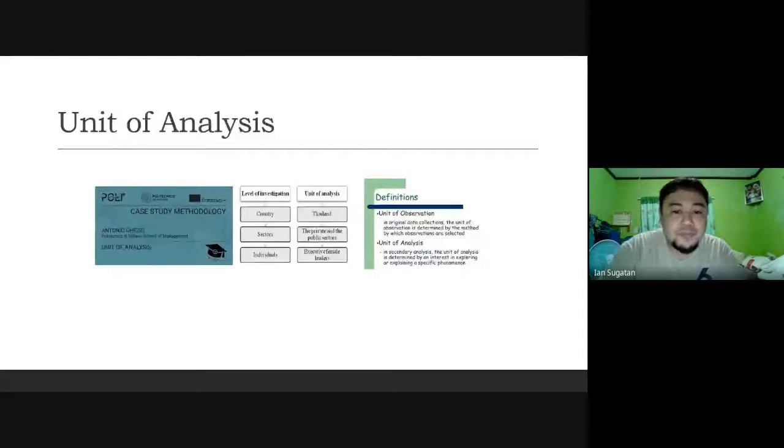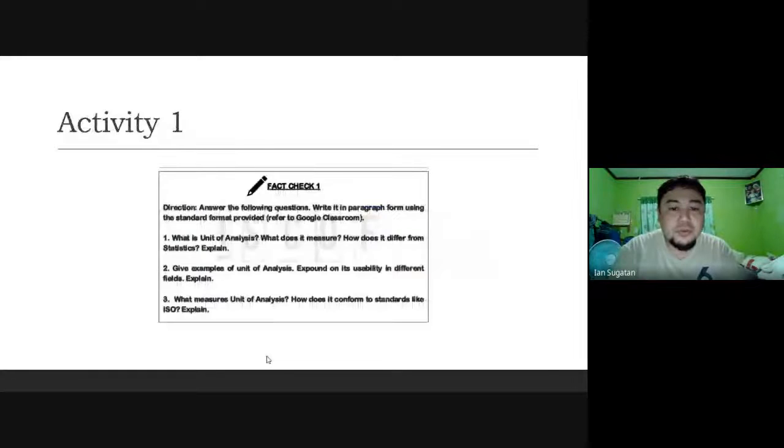Okay, so I think that is unit of analysis. And in your activity number 1, it is called your fact check. What you're going to do is to answer the following questions in your activity number 1. Please refer to your modules, guys. Refer to your modules, and then you have to answer the following questions.